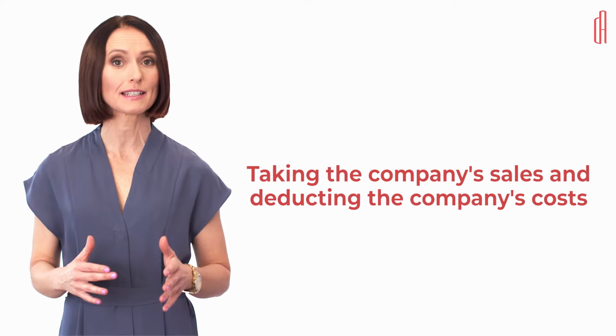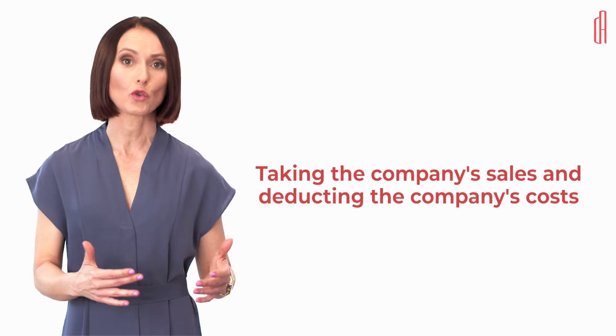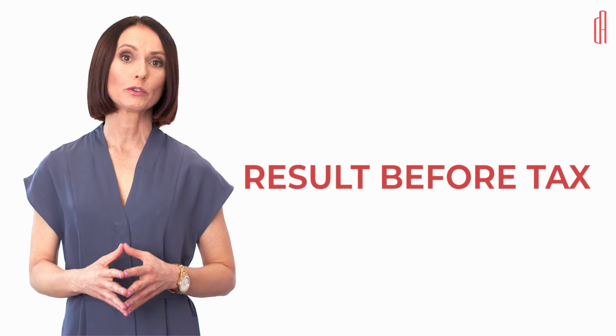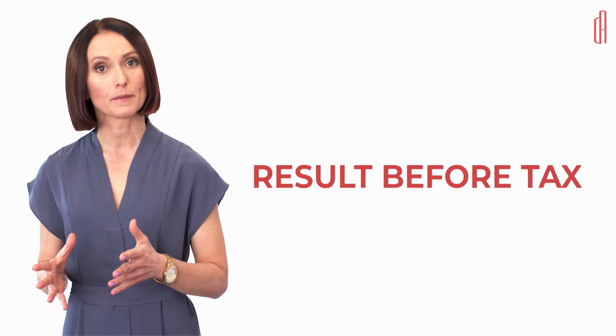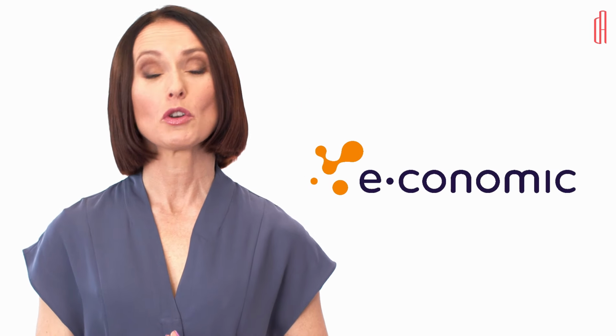So, how do you calculate taxable company income? The taxable company income is calculated by taking the company's sales and deducting the company's costs. This amount is called the result before tax. You can see the same result in your accounting reports, for example, by printing a profit and loss statement in Economic or in the accounting program you use.